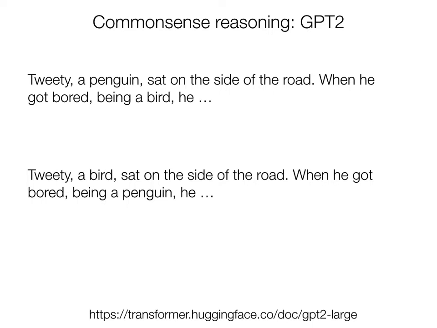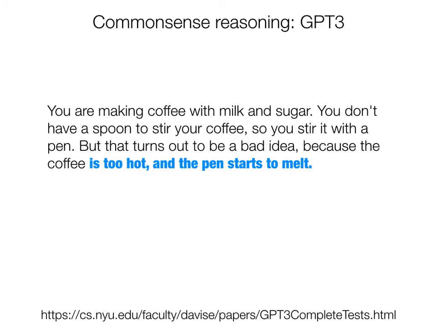So I decided to make the problem a little bit harder. Now the 2 sentences mention both that Tweety is a penguin and that he is a bird. Right? The first sentence says, Tweety, a penguin, sat on the side of the road. When he got bored, being a bird, he, and so on. And the second sentence says basically the opposite. Tweety, a bird, sat on the side of the road. When he got bored, being a penguin, he, and so on. Now, recently, a successor to the GPT-2 model was proposed, which is called GPT-3. And GPT-3 is basically the same as GPT-2, but it's a lot bigger.